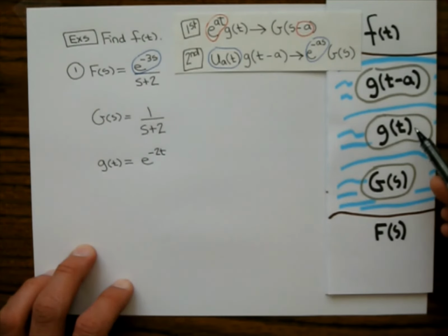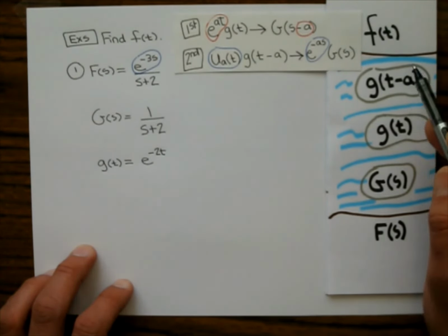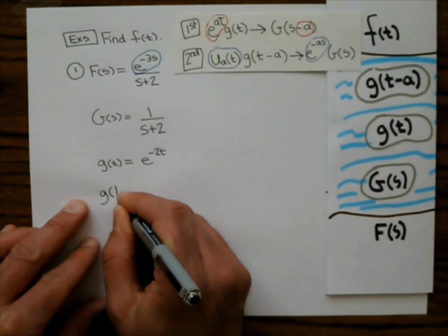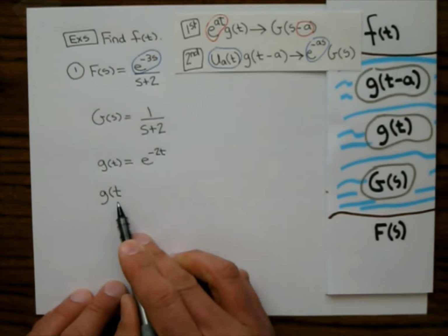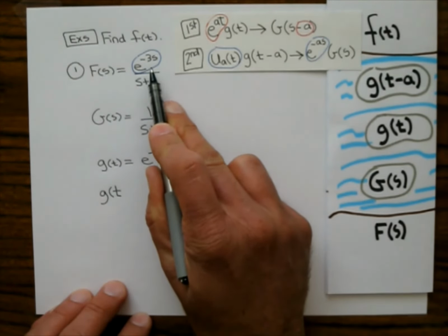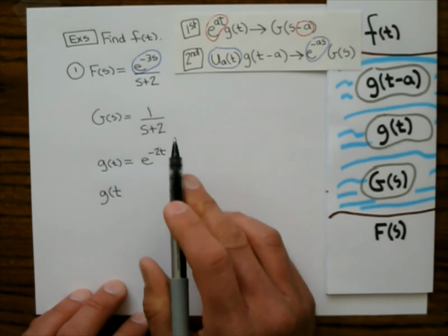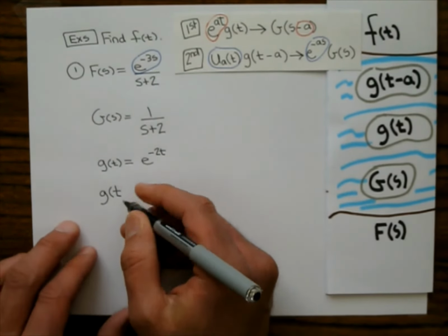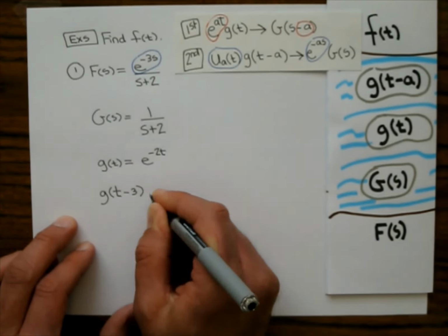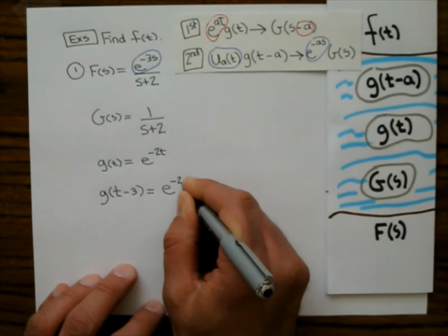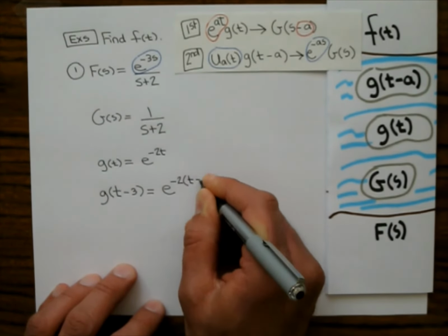Now the rest of this, when you're doing inverse transforms on the second shifting theorem, is not so bad, because now all I'm going to do is go g of t minus a, and in my case, what is a? A happens to be 3, and remember a is always going to be positive, so it's g of t minus a. So this is g of t minus 3 equals e to the negative 2 times t minus 3.